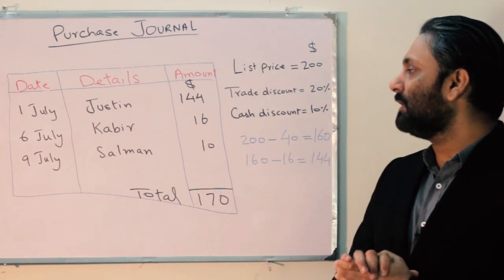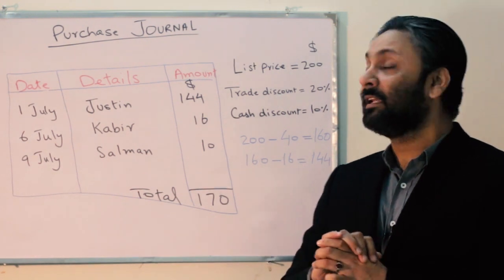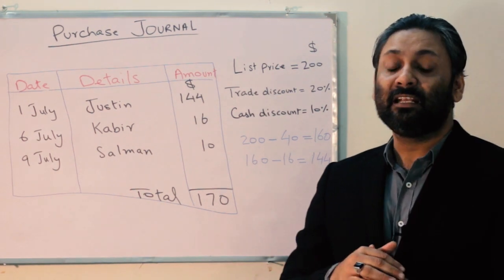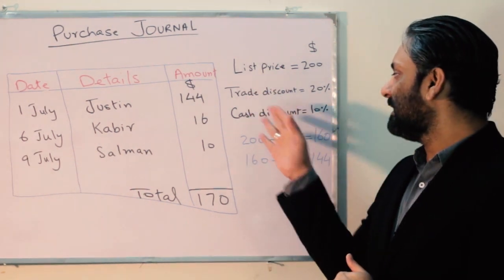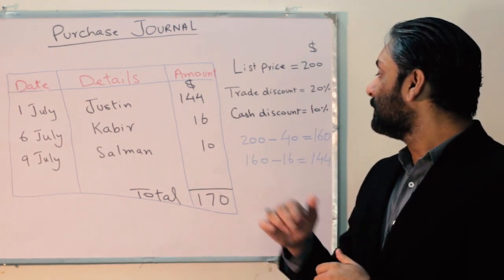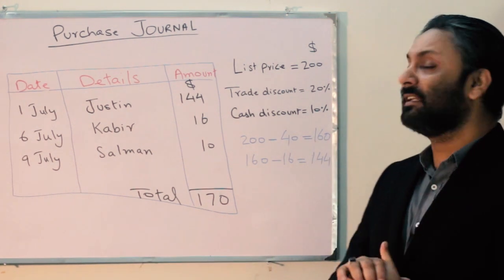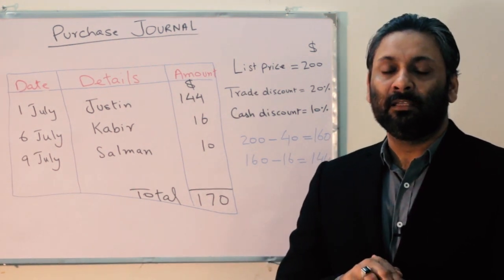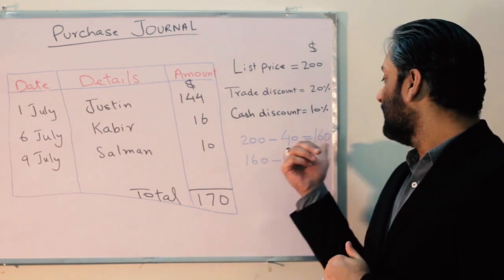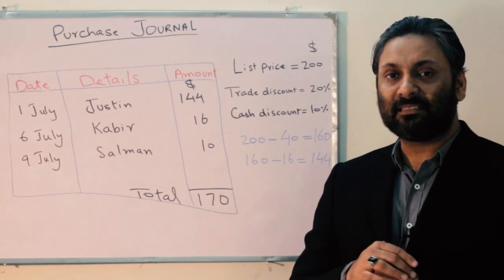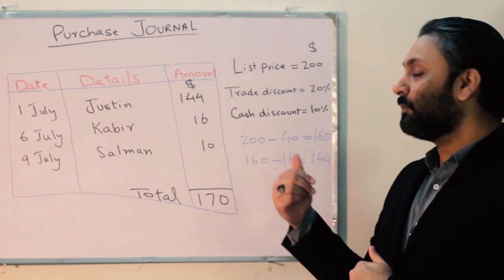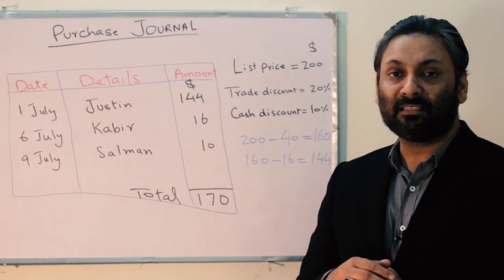One thing which needs to be understood very clearly is that when we subtract the trade discount from the list price, that gives us the actual value of purchases in this case, and if we are talking about sales, the total value of sales. So the total value of purchases made by us is 160. The payment that is to be made by us will be calculated after subtracting the cash discount.